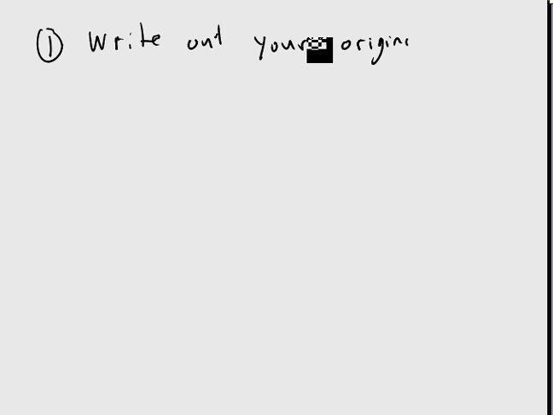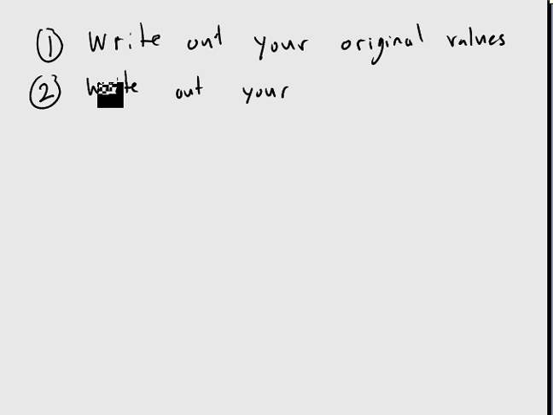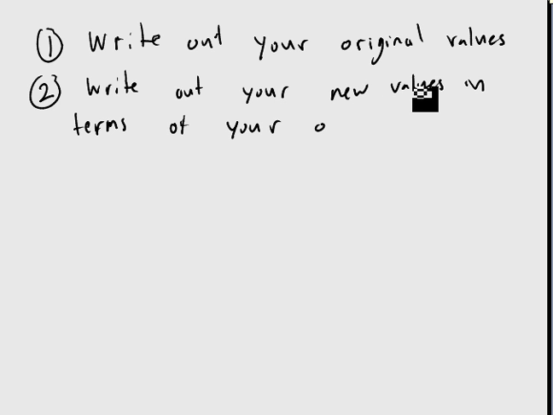Okay, to set up a problem with an inverse square, you want to follow a few steps. So the first thing is, write out your original values. Then write out your new values in terms of your original values. So what does that mean?